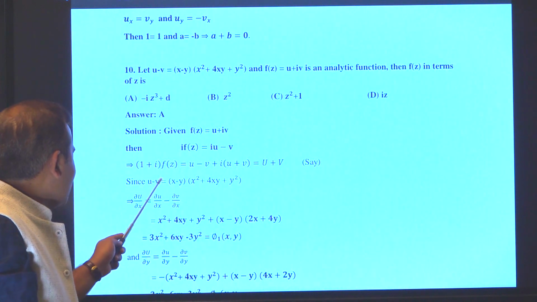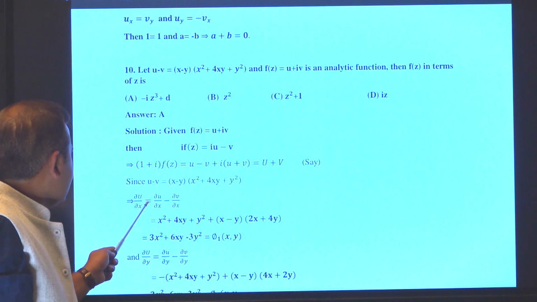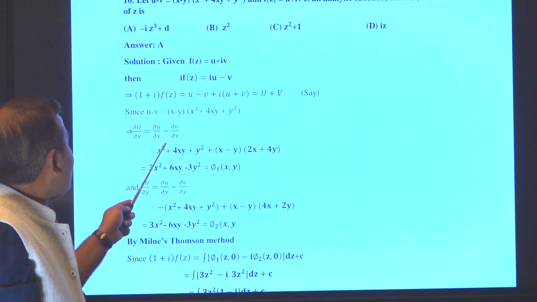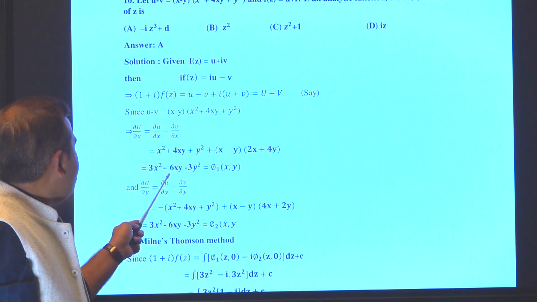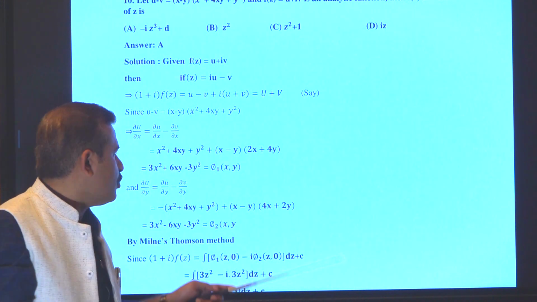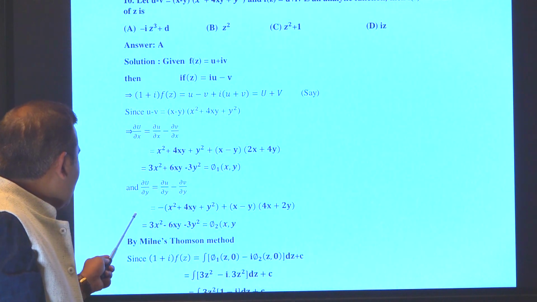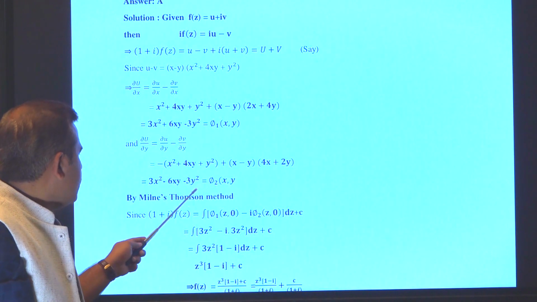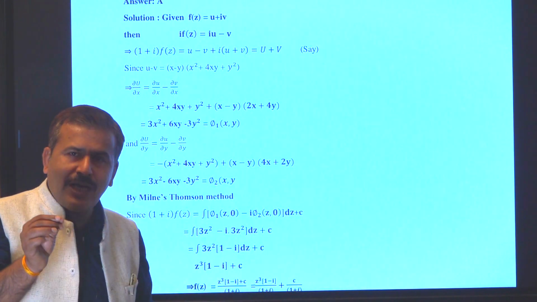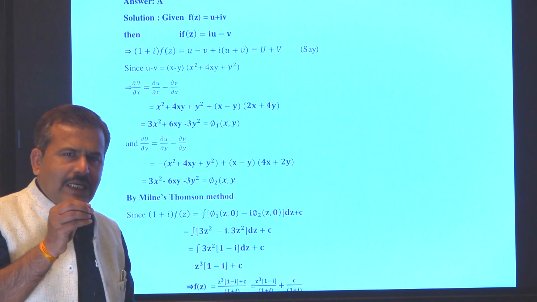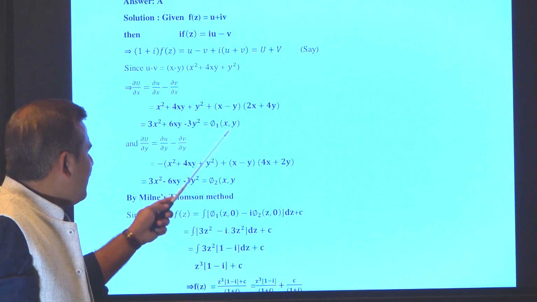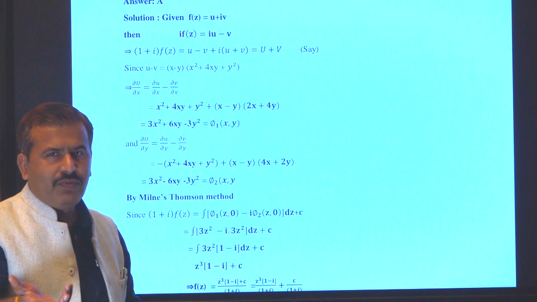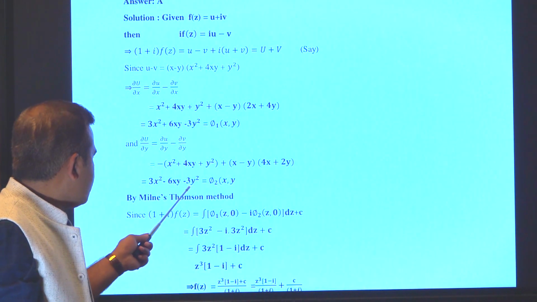u minus v is (x minus y) into (x squared plus 4xy plus y squared). So del U upon del x can be written as del u upon del x minus del v upon del x. After substituting these two values, we will find the function phi 1 of x, y, and from del V upon del y, you will find the value of phi 2 of x, y. After getting the values of phi 1 and phi 2, just replace the x coordinate with z and the y coordinate with 0. This is the Milne-Thomson format.